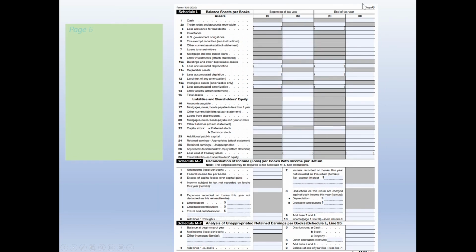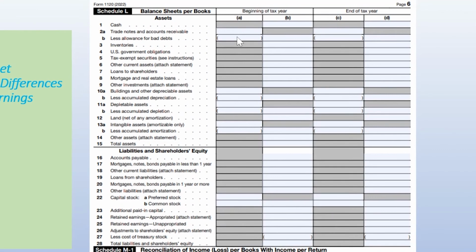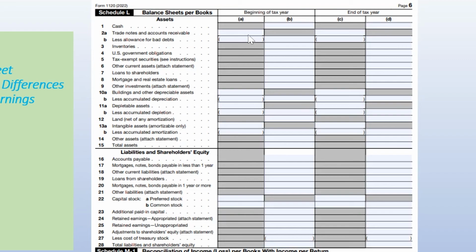And page 6 is the last page of the tax return. Basically, you report your balance sheet. The balance sheet, after you do the bookkeeping, you know how much asset you have, how much liability you have, and how much net equity you have. So you report it right here. You report last year, and you also report for current year. This is the section where you report your balance sheet.